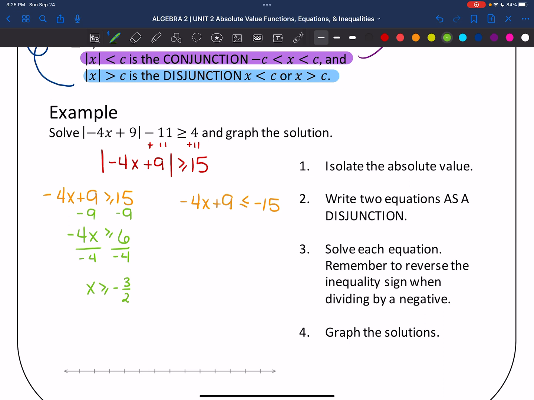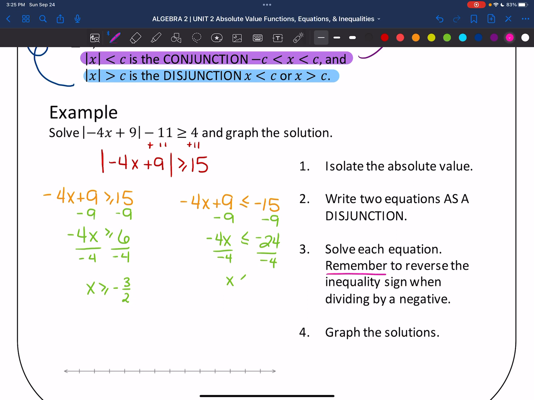And over here, we're going to want to subtract 9 again. So this is going to be a negative 15 minus 9. A negative 15 minus 9 is going to be a negative 24. And then we're going to want to, once again, divide by negative 4. And when we divide by negative 4, that gives us x. Whoa, what happens? This is what I wanted us to be really aware of.